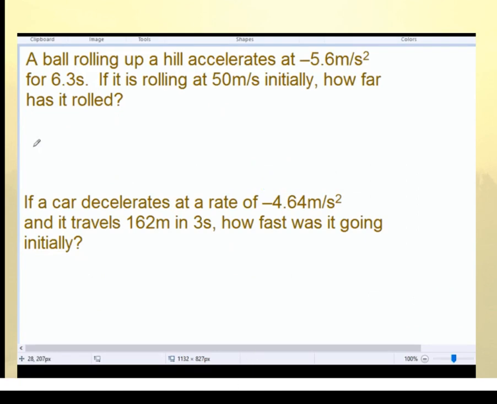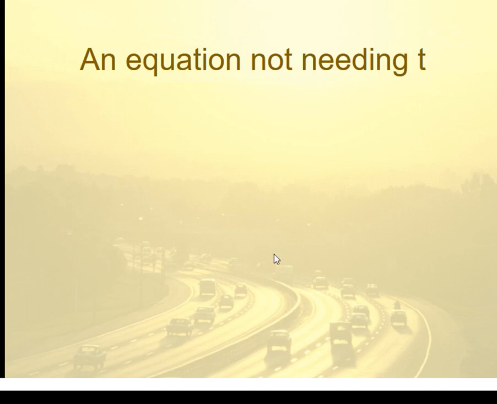All right, for this problem, we've got a ball rolling up a hill, and it accelerates at a negative 5.6 meters per second squared. Okay, well, that was a little bit too much there.